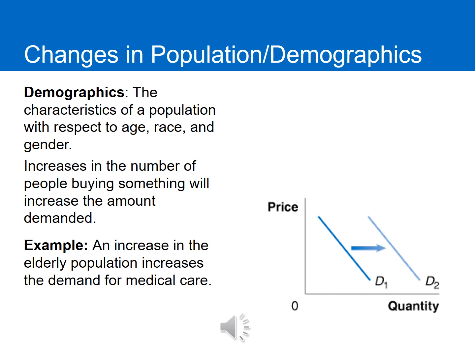So, for instance, if there's an increase in the elderly population, this will tend to increase the demand for medical care. So, the demand curve will shift from D1 to D2. It will shift to the right for medical care. Likewise, if the population as a whole increases, we would expect the demand for medical care to increase as well. It will also shift to the right.